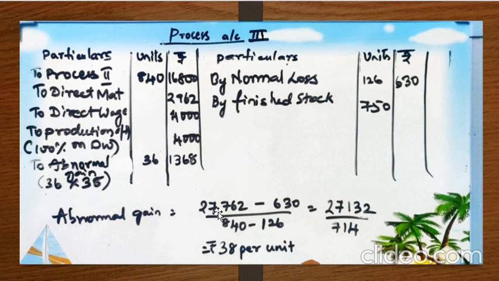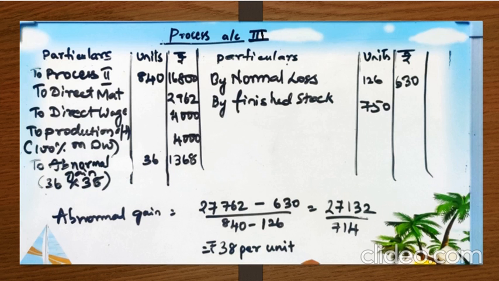So when you minus the numerator, you will be getting 27,132. When you minus the denominator, you will be getting 714. So 27,132 divided by 714 will give you rupees 38 per unit. So this is your abnormal gain value. So how much is your abnormal gain? Number of units 36. What is the cost? 38. So 36 into 38, you will be getting 1,368.